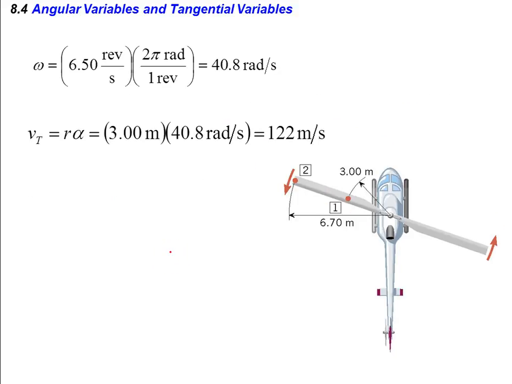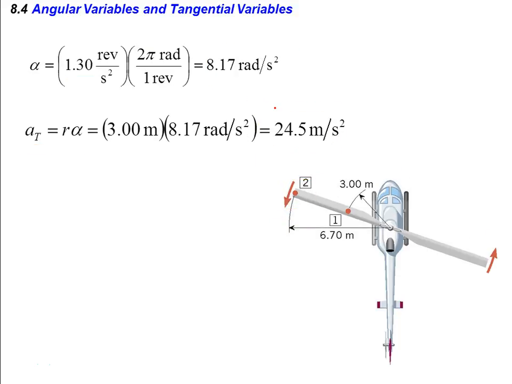Well, this is as simple as just plugging in the stuff here of, okay, 6.5 revolutions per second. We have to multiply by 2 pi radians per revolution to get 40.8 rads per second. All right, and then our tangential velocity is just multiplying by the radius, so we get 122 meters per second. Do the same thing for the acceleration. We have to do a little conversion into radians per second squared, but then multiply by the radius, and we get 24.5 meters per second squared. So that's telling us the linear acceleration at that point.